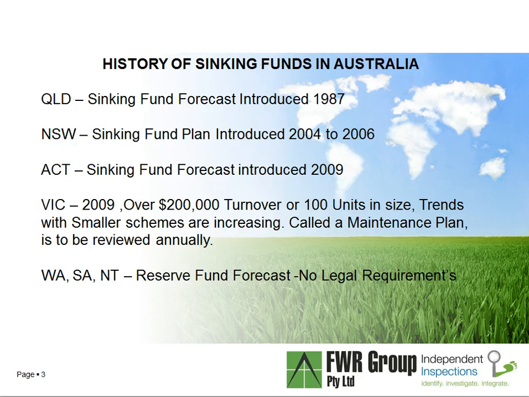In Victoria, it was also brought in 2009, but only for units over $200,000 in turnover or 100 units in size. There's some trends now that the smaller units are increasing, and they call it a maintenance plan in Victoria, and also in Tasmania's legislation it's done by the likes of the committee if they feel like doing one of those.